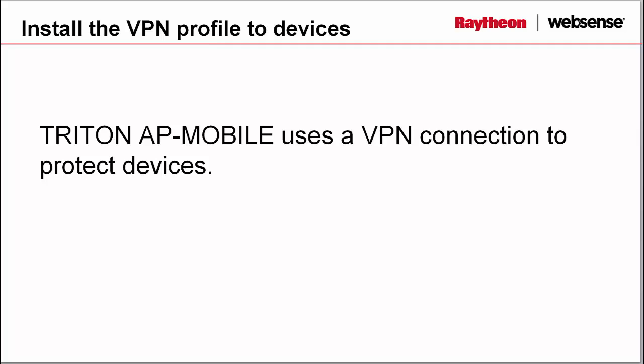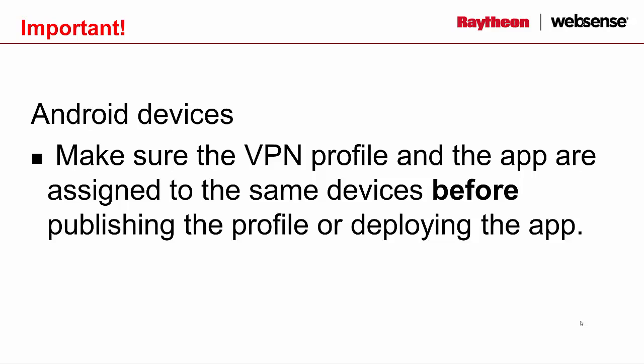After enrolling your devices, you must install the Websense VPN profile on them, because TRITON AP Mobile uses a VPN connection to protect devices. The profile contains information and certificates required to establish a VPN connection to the cloud service server. For Android devices, make sure the VPN profile and TRITON AP Mobile app are assigned to the same devices, for example, corporate dedicated, before publishing the profile or deploying the app. This helps ensure devices are protected after users install the app and that all functions of the app are enabled.